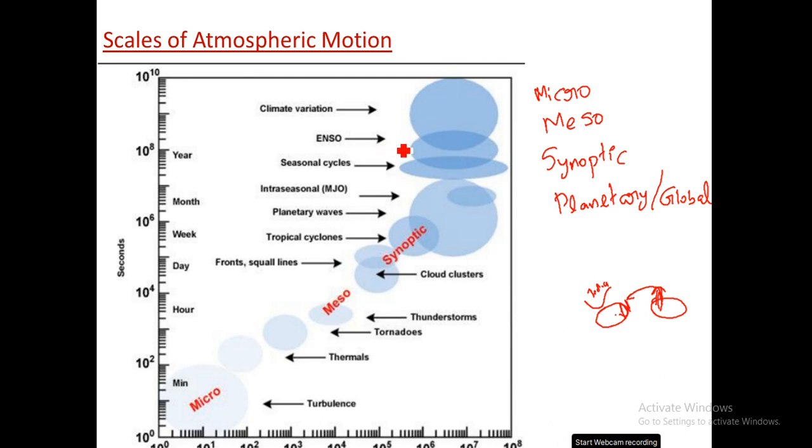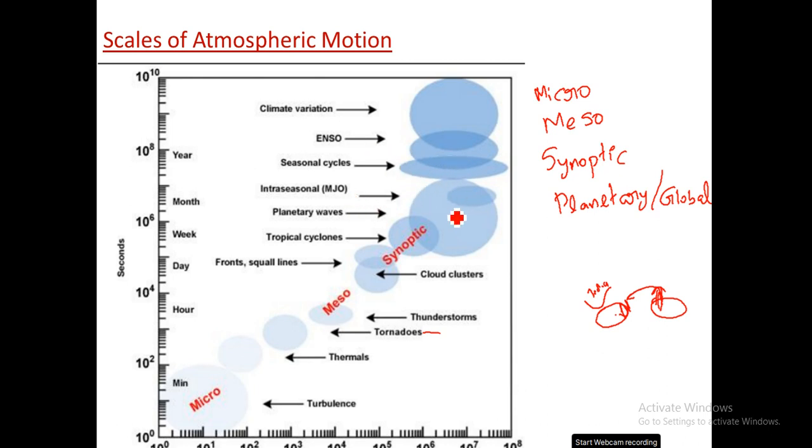So even for the Indian monsoon, generally we look for what is the phase of ENSO. Is it positive, is it negative, and all this. So again, this is another example of a planetary scale phenomenon, because as I said, it is having an impact over the whole globe. So the scale is high and it persists for several months. So that is another example.